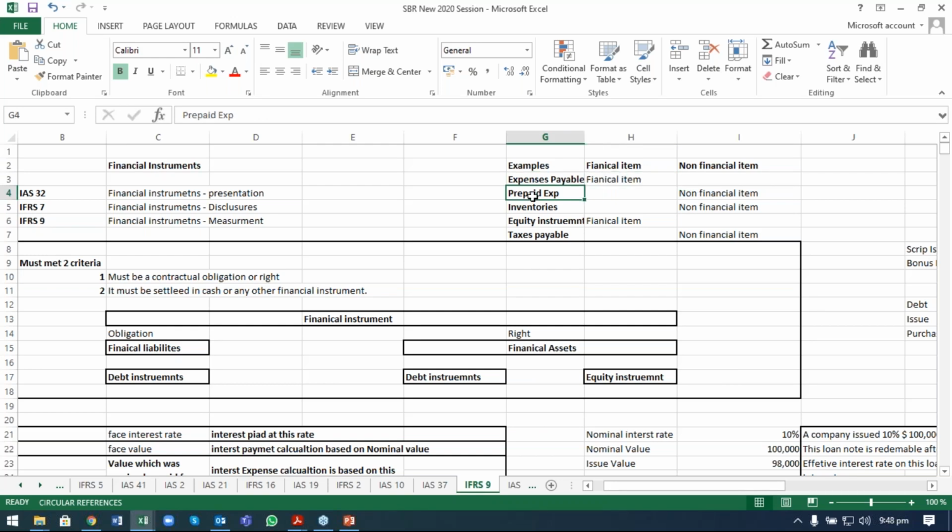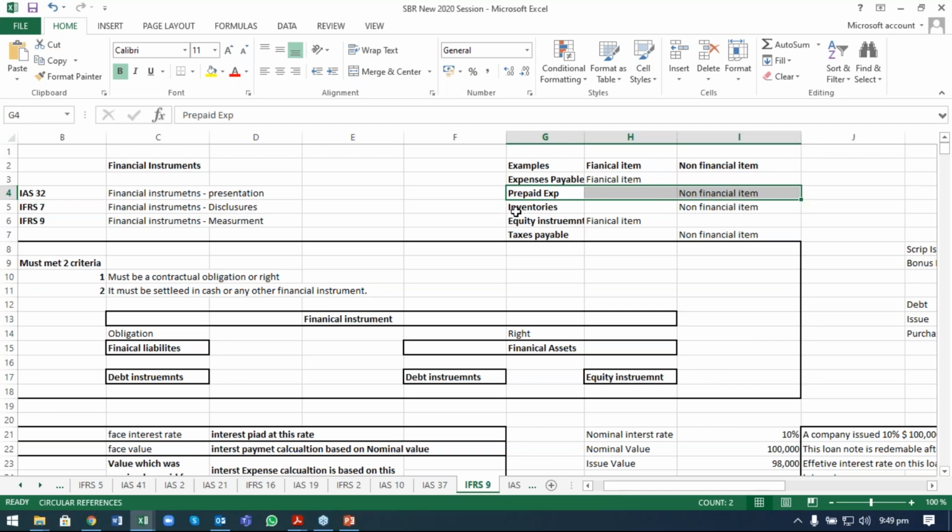If you have some prepaid expenses, you have paid the cash, you enter into a contract and you have already paid the cash, right? Now you can say we have already a contract in place, but will this transaction be settled in cash? No, this transaction must be settled in services. You have already paid the cash. Now either you will be receiving services or you will be receiving the goods, not the cash, not any other financial instrument. So any prepaid expenses you have paid should not be considered as a financial item. These are always non-financial items.